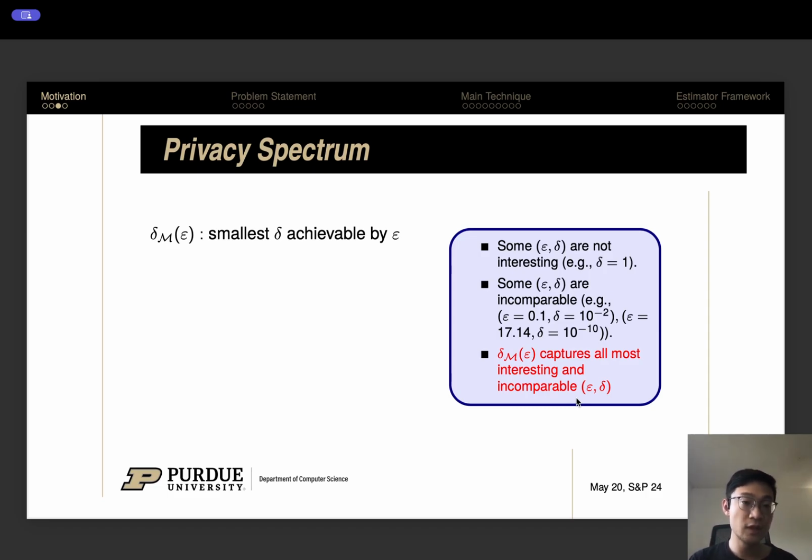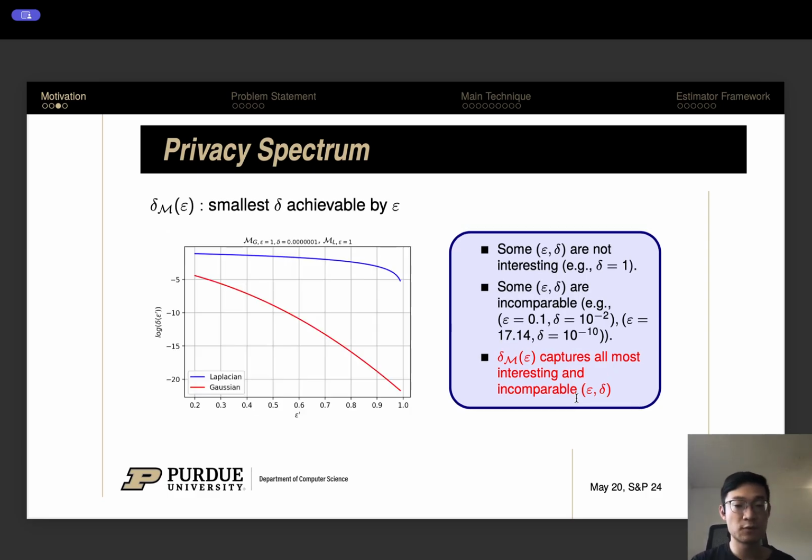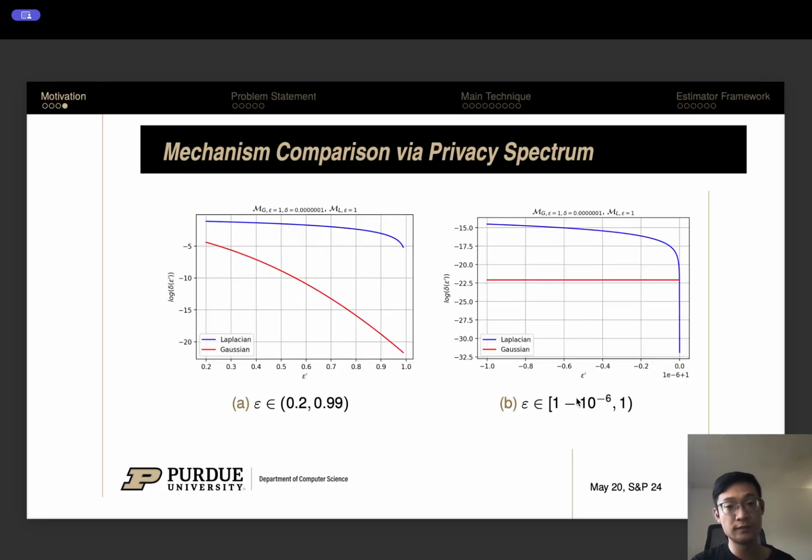Intuitively, the privacy spectrum is a function of epsilon. So delta of epsilon is the smallest delta achievable at epsilon. We will plot the privacy spectrum of the Gaussian and Laplacian mechanisms to give an intuition. Here, we assume the global sensitivity used in the Gaussian and Laplacian mechanisms is 1. The blue curve is the privacy spectrum of the Laplacian, and the red curve is the privacy spectrum of the Gaussian.